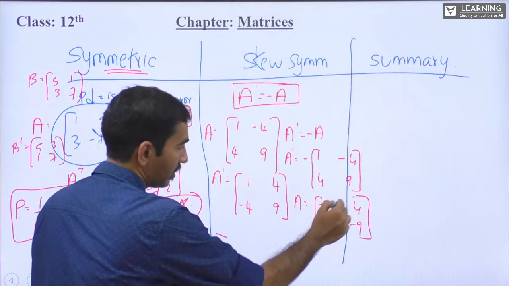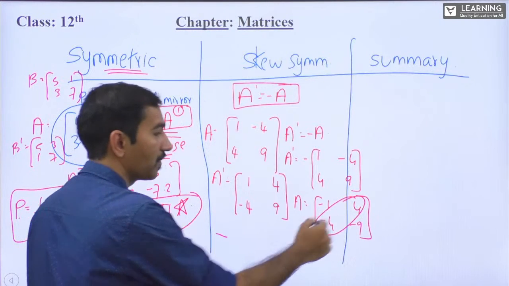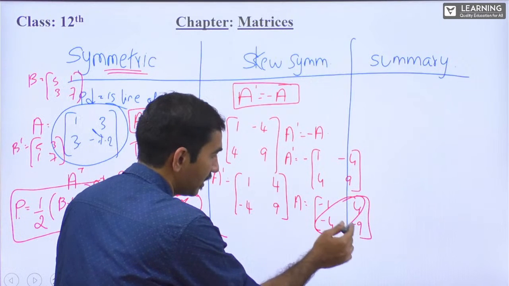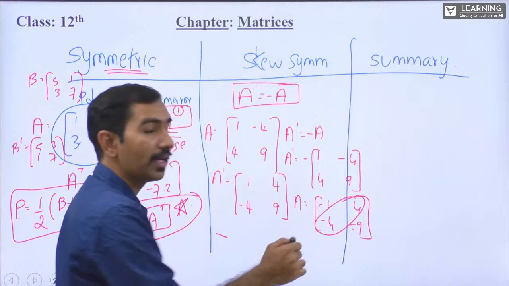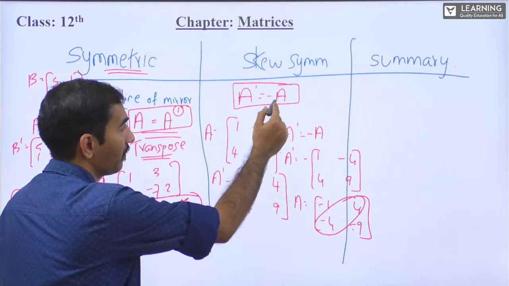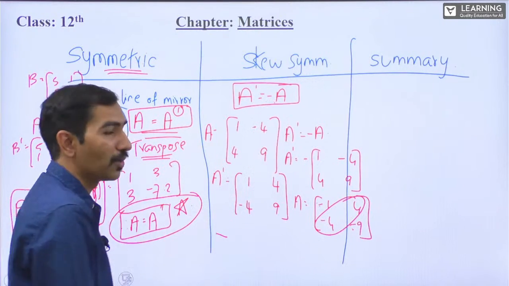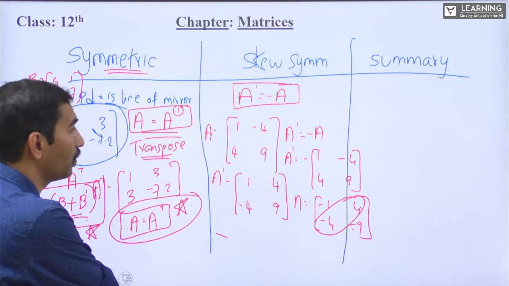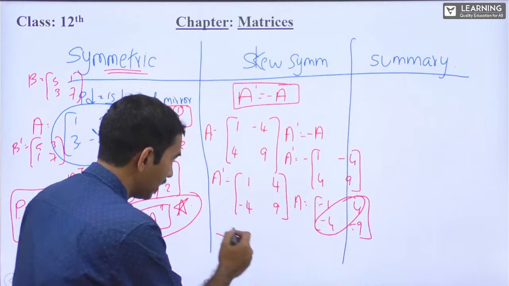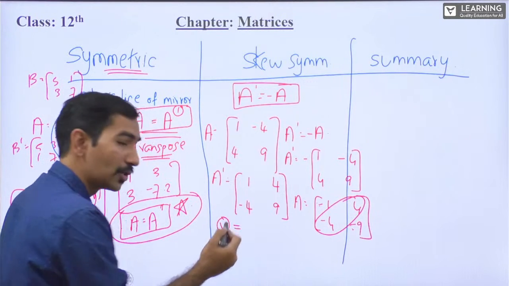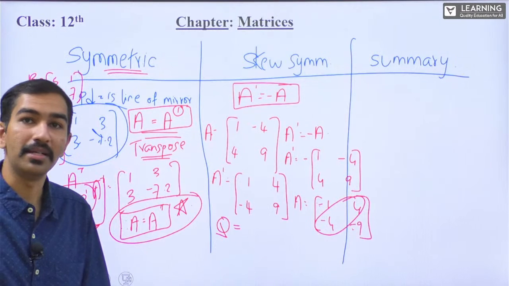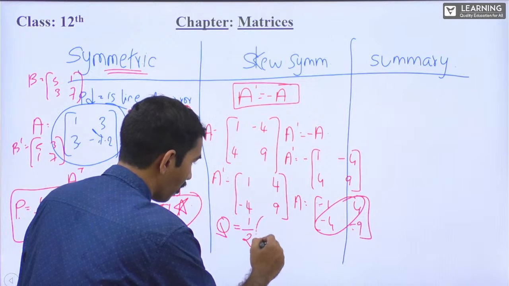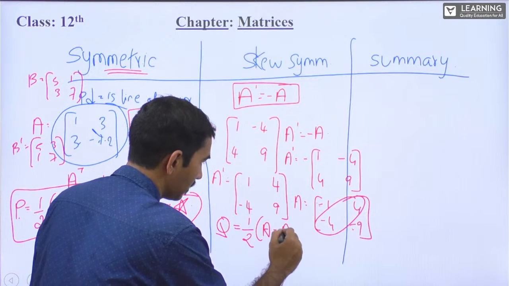Okay, so see this, these both elements are mirror images of each other but with different sign. So minus is also coming here, right? Minus and minus, minus of A. So if A dash is equal to minus of A, then we can call that matrix a skew symmetric matrix. And what is the formula, students? So P we consider as a symmetric matrix, right? Here we'll consider Q as the skew symmetric matrix, and how to express any matrix as a skew symmetric matrix? That is by 1 by 2 of A minus A dash.